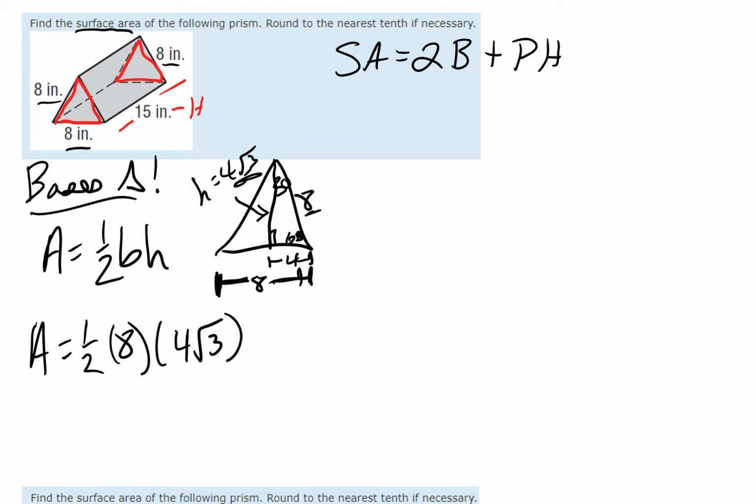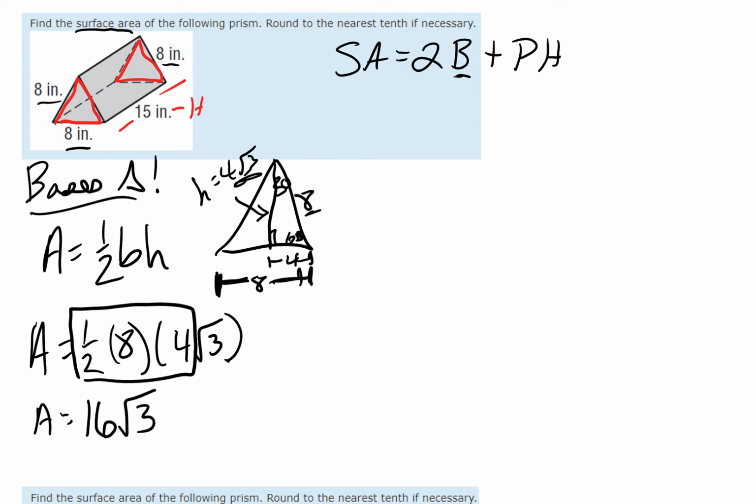So now I'm just going to multiply together what I can. I don't want to type this in and get a decimal and then use the decimal for further calculations, because that's going to create some inaccuracies. I can simply figure this part out right here and save the square root of 3 for my final calculation. That'll help keep my answer as accurate as possible. 1/2 of 8 is 4. 4 times 4 is 16. So I'm going to put my area of the triangle at 16 square root 3 for right now.